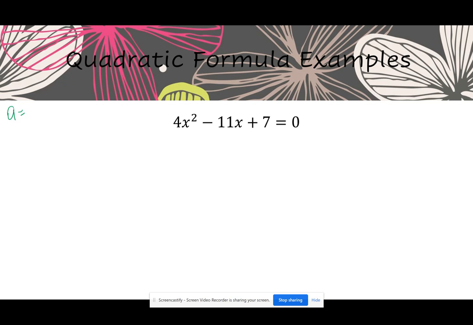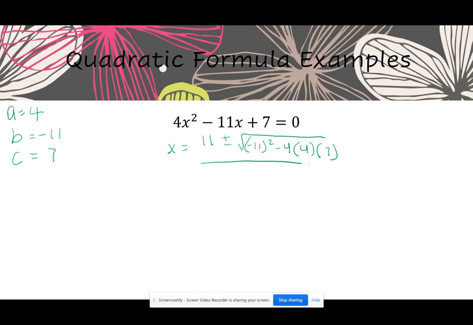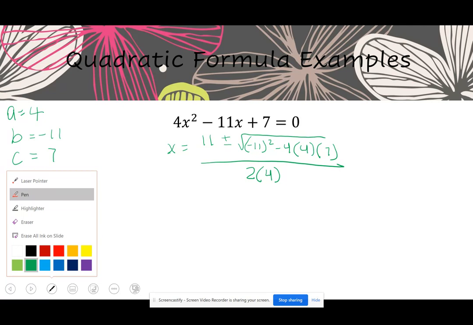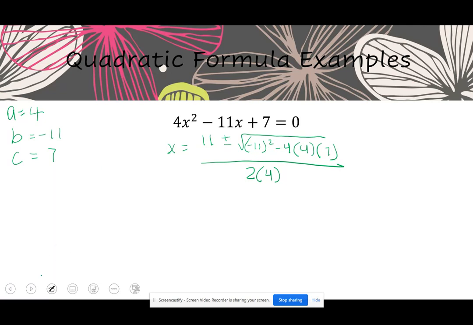So we have a equals 4, b equals negative 11, and c equals 7. We're going to plug these in. So x equals negative b, the opposite sign of b, so in this case it's positive 11, plus or minus the square root of b squared, minus 4 times a times c, all over 2 times a. Again, I'm going to look at the top and bottom separately. So the bottom, 2 times 4 is just 8.